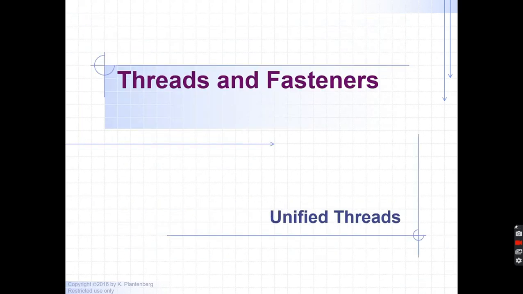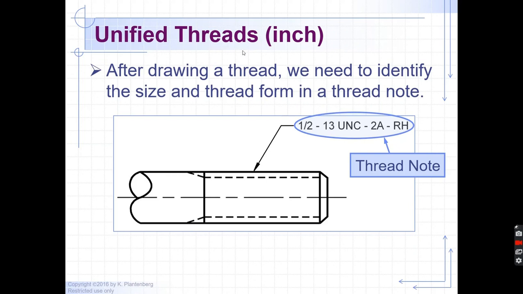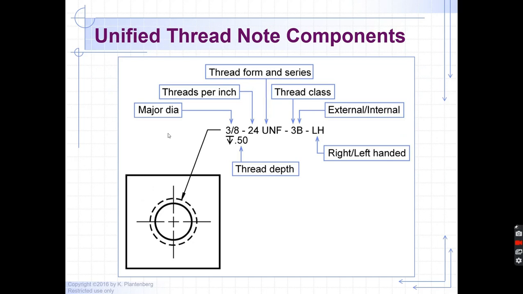Okay, unified threads. After drawing a thread, we need to identify the size and the thread form in a thread note. Here is a typical thread note: 1/2, 13 UNC 2A right hand, RH. That is a thread note.